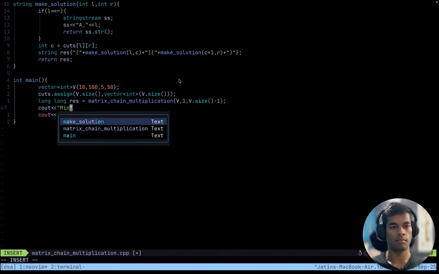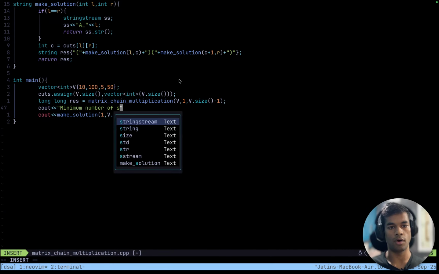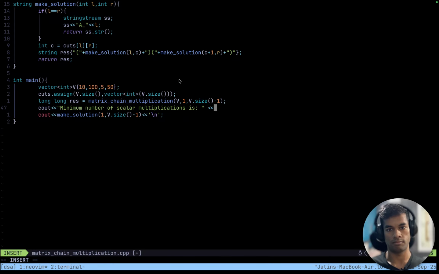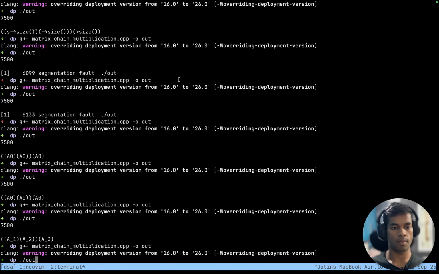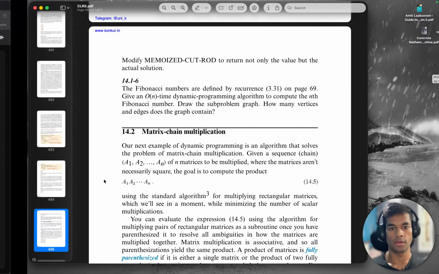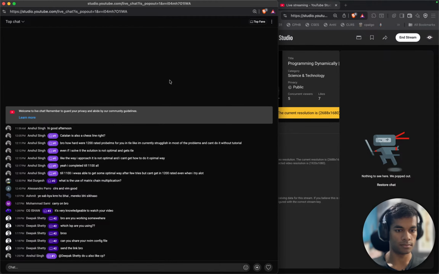Minimum number of scalar multiplications is res. And yeah, so minimum number of scalar multiplications is this thing, and the way that you multiply them is in this manner. That is cool. And you mean competitive programming by that, I suppose. I hope you mean competitive programming by CP.